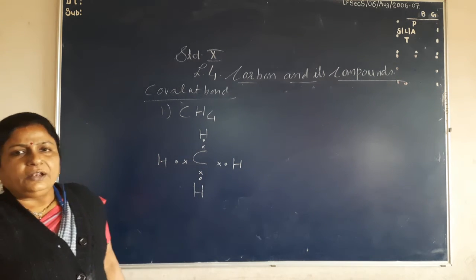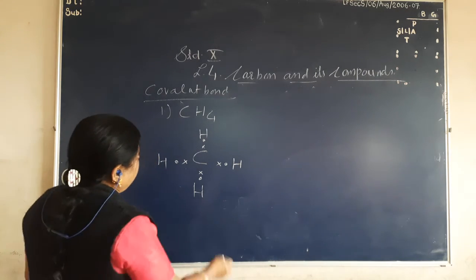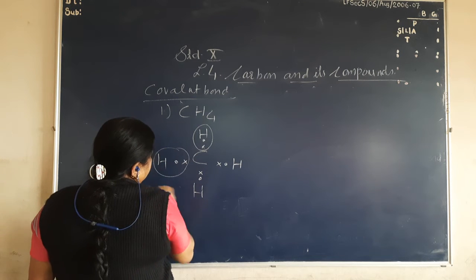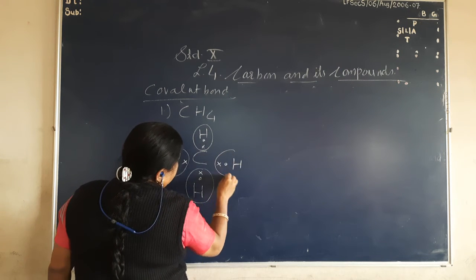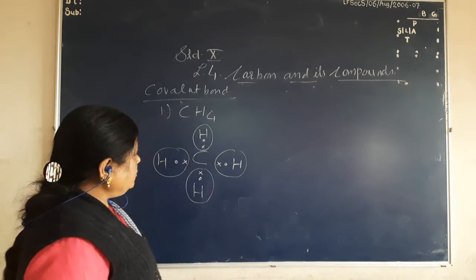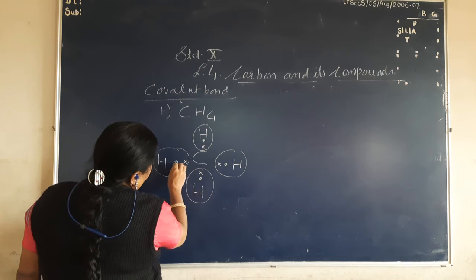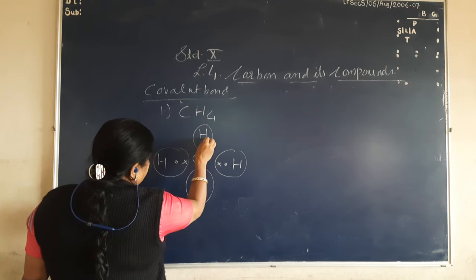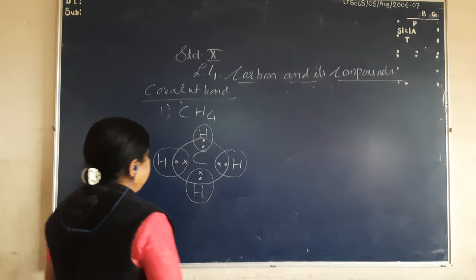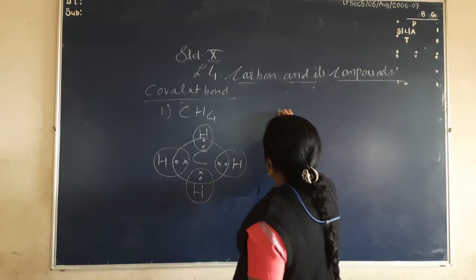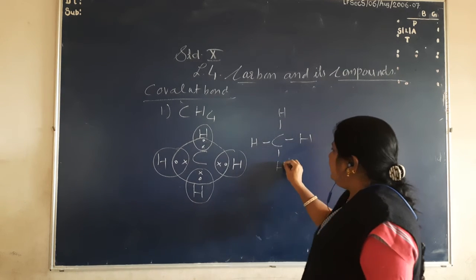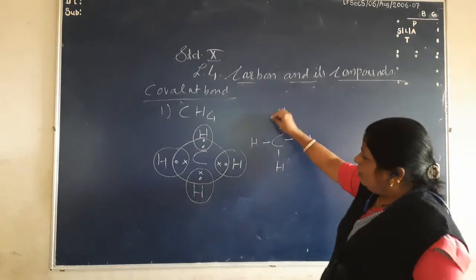So if they go for sharing, what will happen? This hydrogen will become happy. This hydrogen has 2 electrons, this hydrogen 2 electrons, this hydrogen 2 electrons. They all have 2 electrons in the outermost shell. But what about carbon? 1, 2, 3, 4, 5, 6, 7, 8. So we can say that this is the structure of CH4 where a single covalent bond exists between carbon and hydrogen on all the 4 sides.